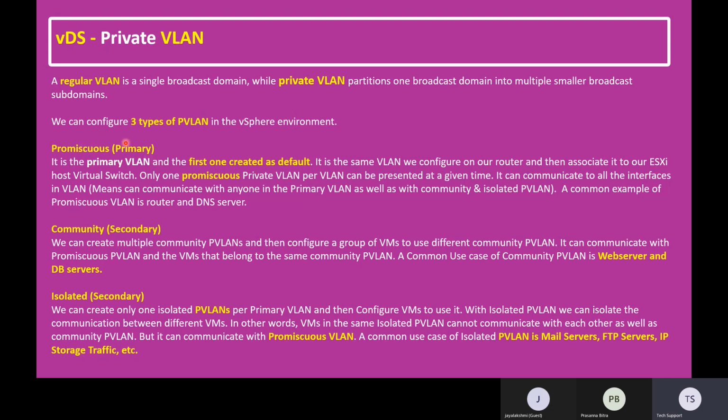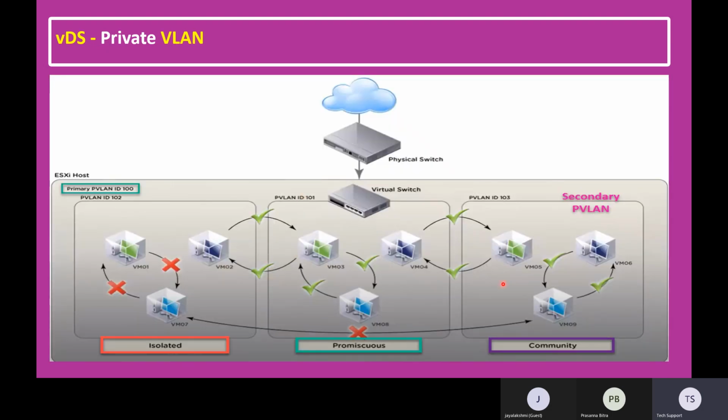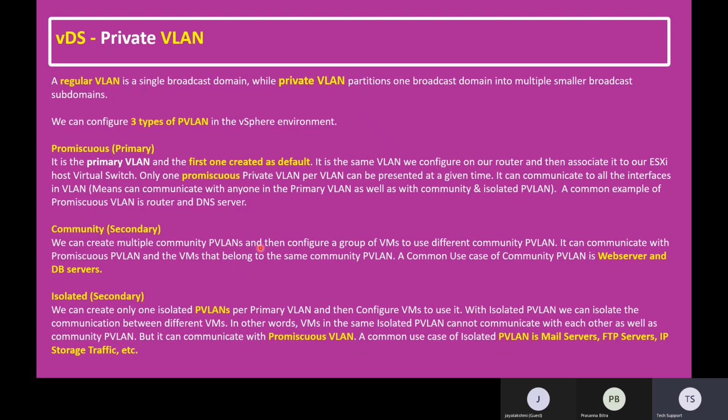Promiscuous mode always acts as the primary VLAN, and within the secondary VLAN we have community and isolated. Promiscuous is mainly the first one created, as the default. The community one we can use for web servers and DB servers, and the isolated one we can use for mail servers, FTP servers, and IP storage traffic. Later you can go through these points; whatever we discussed in this diagram, the same communication options I've written in descriptive format.